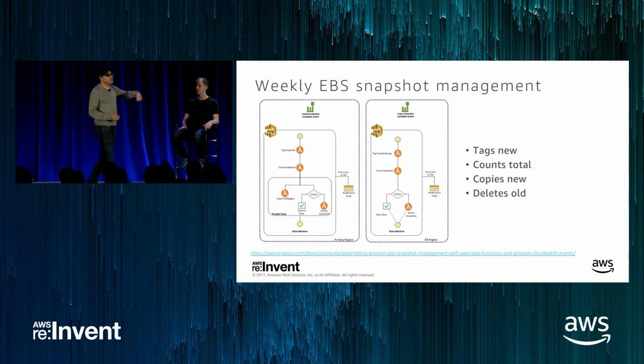And the second state machine that's in your disaster recovery region does the same thing. When the copy over to the DR region is complete, CloudWatch Events kicks off a second state machine, tags it, counts how many are there, deletes the old snapshots, and then both of them send a message on SNS to say, we're done and you're up to date. So it's a nice way to automate a daily task or a weekly task in this case.